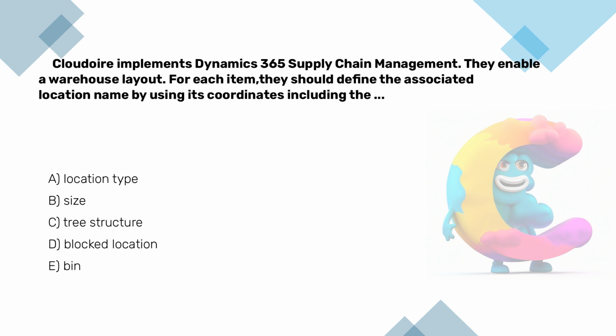We implement Dynamics 365 Supply Chain Management. We enable warehouse layout. For each item, we should define the associated location name by using its coordinates, including the A. Location type. B. Size. C. Tree structure. D. Blocked location. Bin.